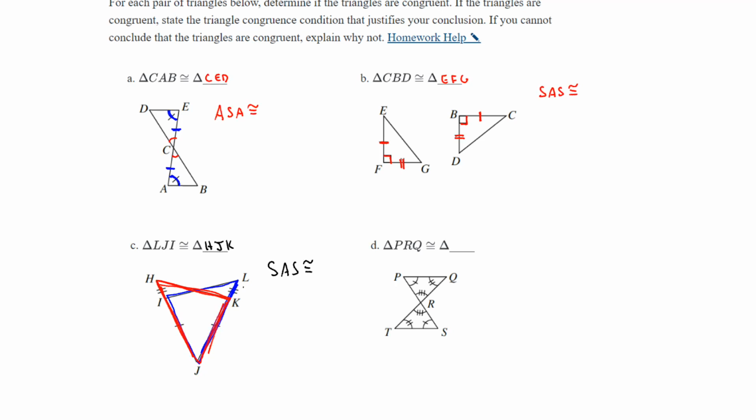All right, moving on to D. Triangle PRQ is congruent to triangle what? Well, angle P matches up with angle S. You can see angle Q matches up with angle T. And then angle R, or PRQ and SRT, they match up as well. But we don't have anything about side length. So if we only have that the angles are congruent, we know they're similar, but we don't know that they are congruent. So this is one that we cannot conclude that the triangles are congruent, and that's because we don't have a side length. All we have is angle-angle similarity.